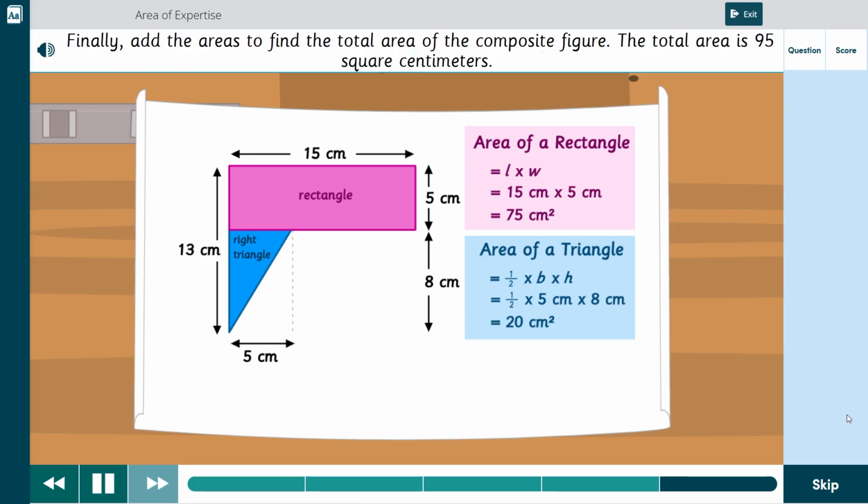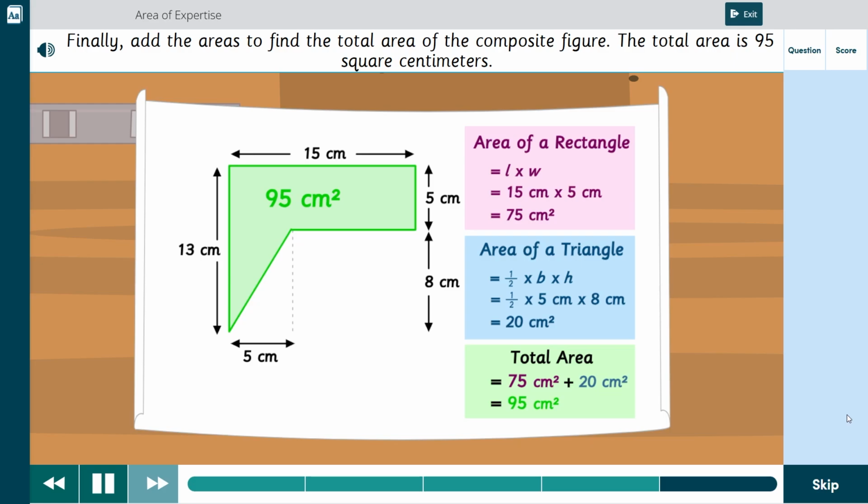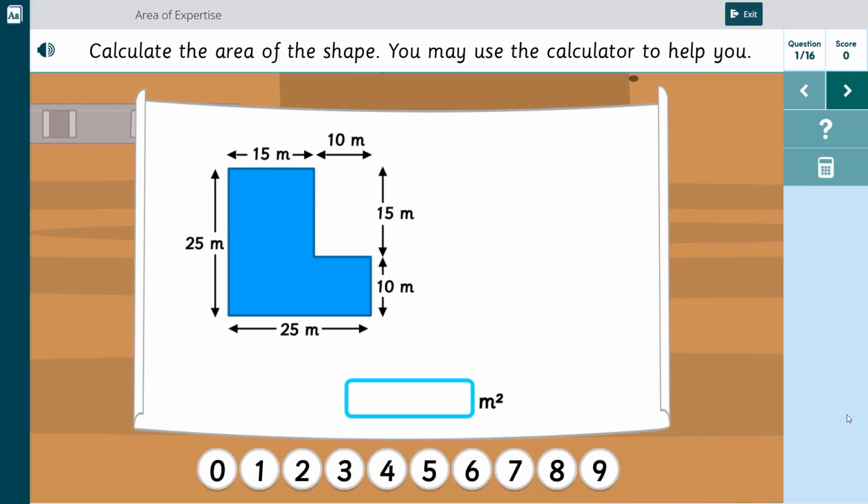Finally, add the areas to find the total area of the composite figure. The total area is 95 square centimeters. Calculate the area of the shape. You may use the calculator to help you.